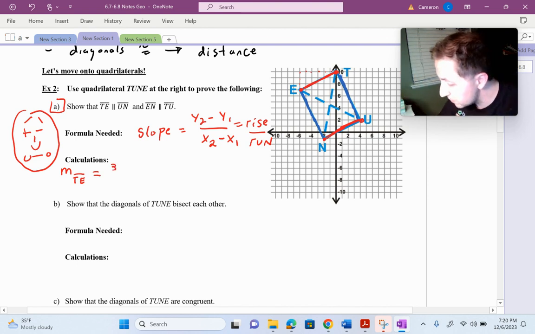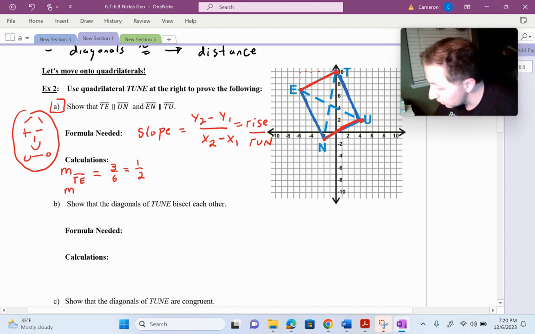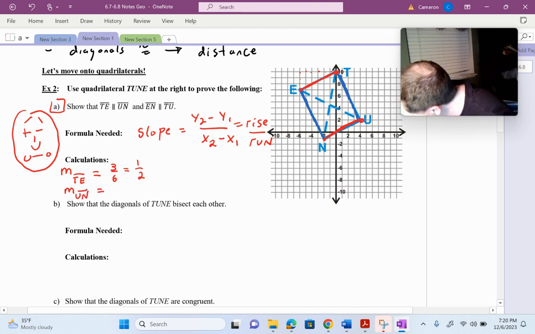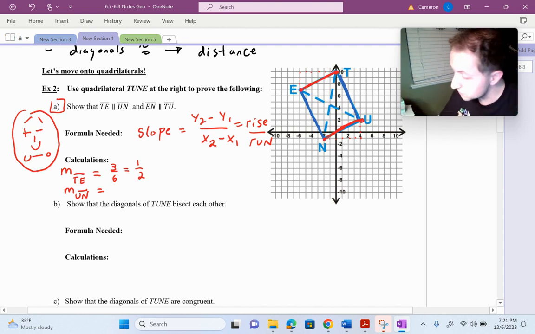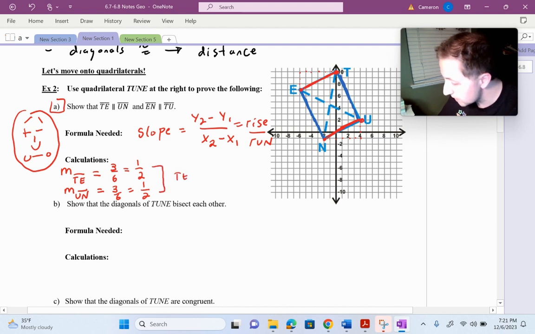So my slope would be 3 over 6, which reduces to 1/2. And then I'm going to take the slope of UN. If it's truly parallel, then it should also come out to 1/2. If I look at this one, it goes down 1, 2, 3, and goes over 1, 2, 3, 4, 5, 6. So this would also be a positive 3 over 6 slope. And so what I've just shown right here is that the slopes are equal. So TE is parallel to UN.